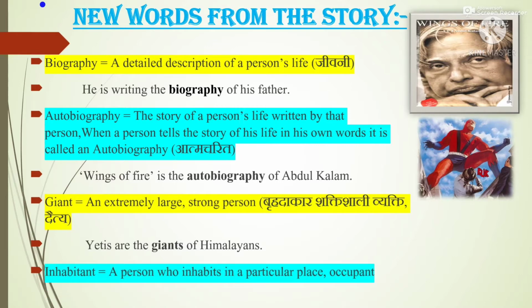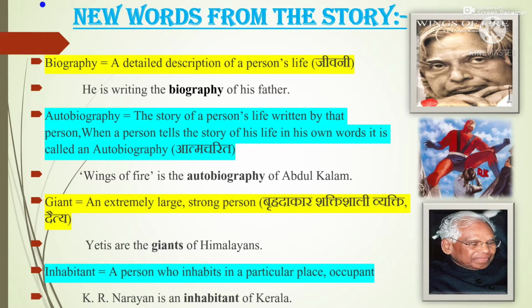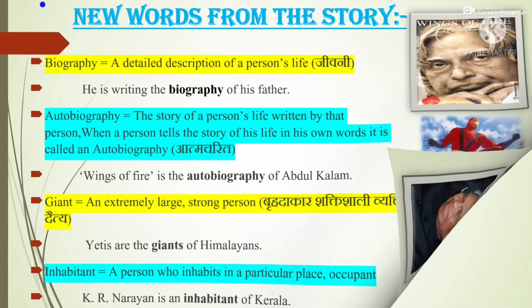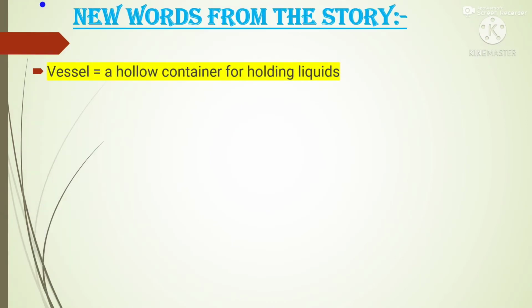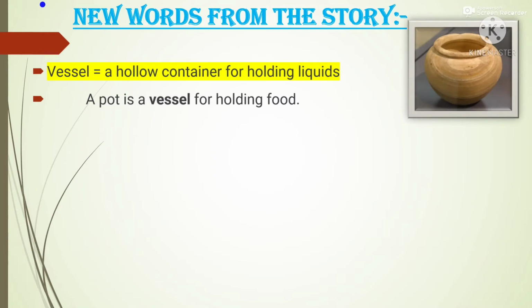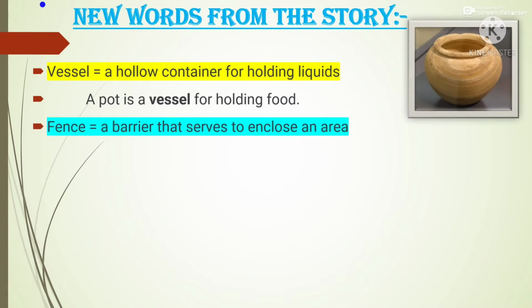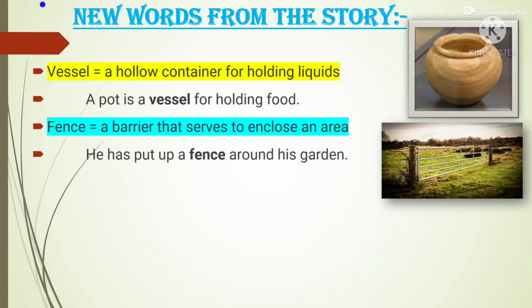Next is inhabitant, which means a person who inhabits a particular place, or an occupant. R.K. Narayan is an inhabitant of Kerala. We are inhabitants of Paralakhemundi, right? District Gajapati. Vessel means a hollow container for holding liquids. Sentence: A pot is a vessel for holding food. We can keep food inside the pot. Then fence means a barrier that serves to enclose an area. He has put up a fence around his garden, to protect crops or flowering plants from animals.